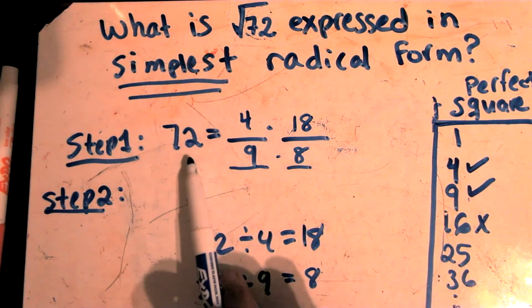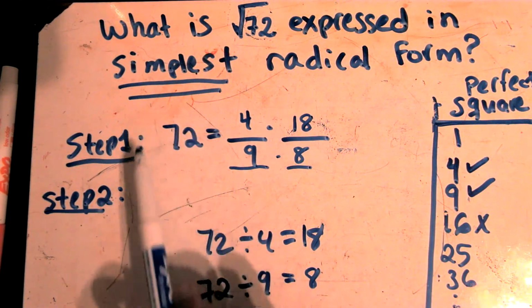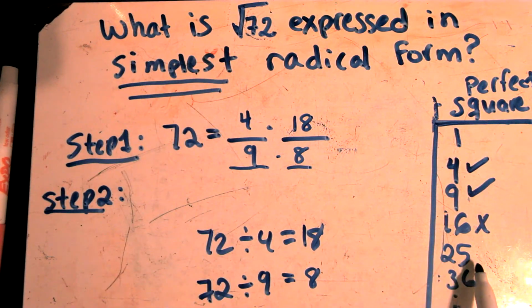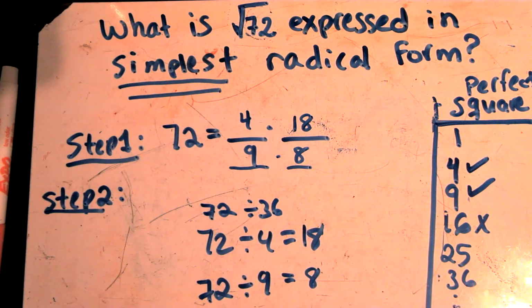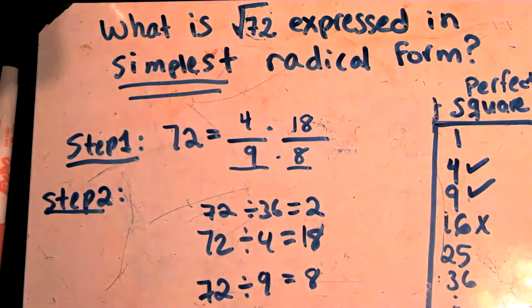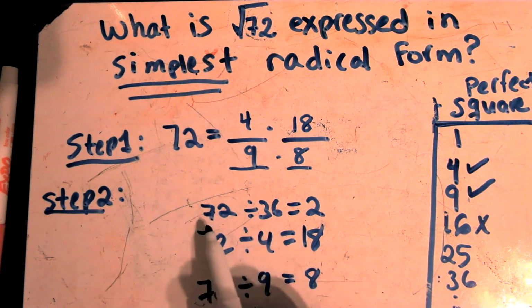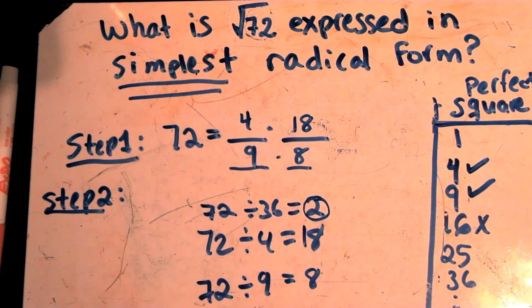25 is not either. In order for a number to be a multiple of 25, it has to end in 0 or 5. So I'm not even going to bother dividing 72 by 25. But what about 36? 72 divided by 36 gives me 2. Ooh, so yes, 36 is a factor of 72 because it goes in evenly 2 times.